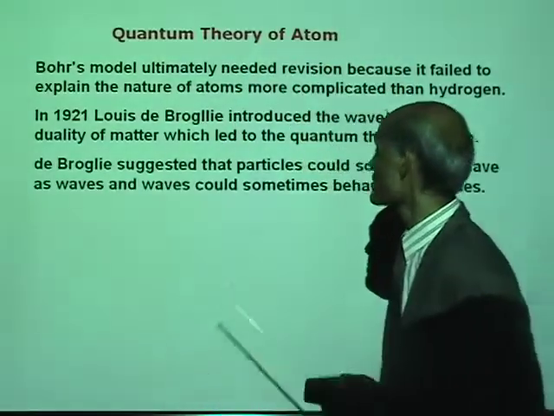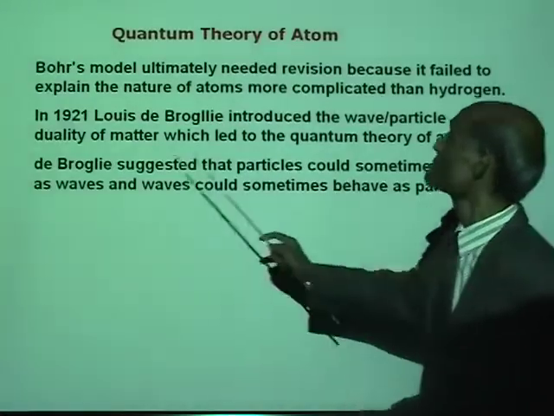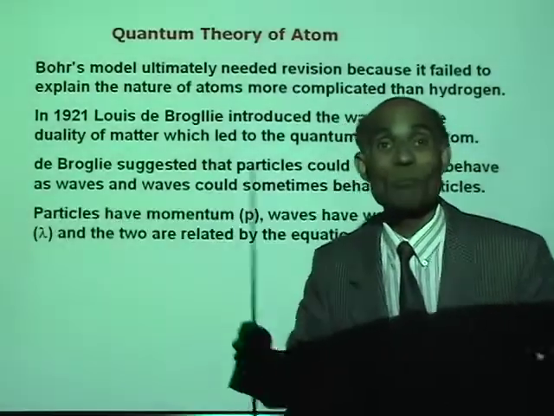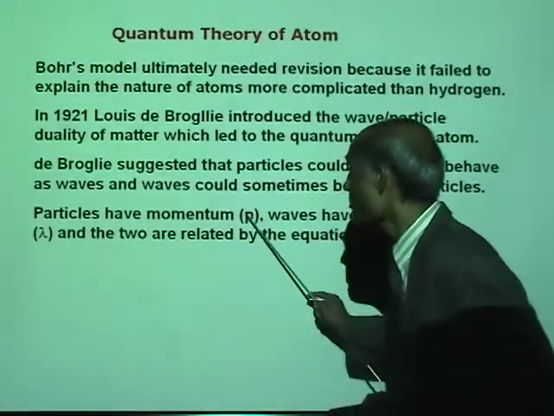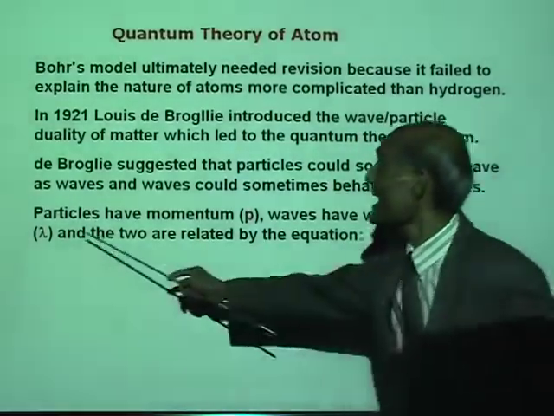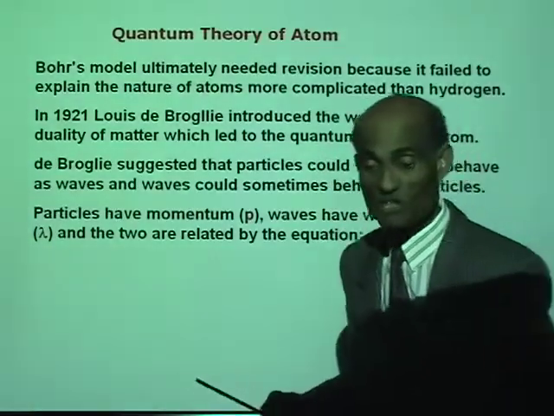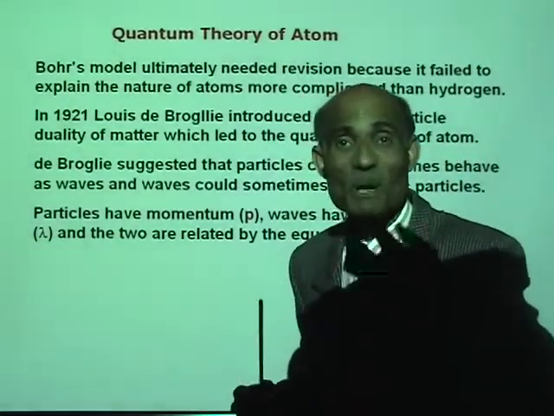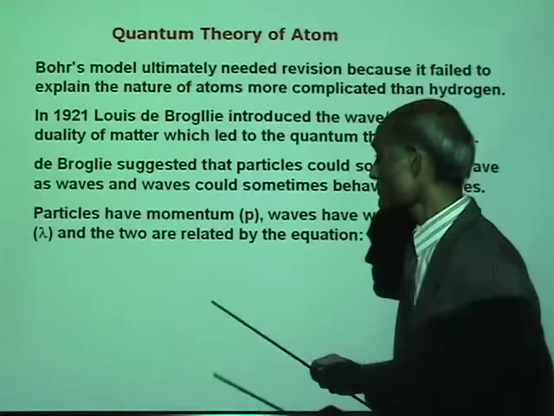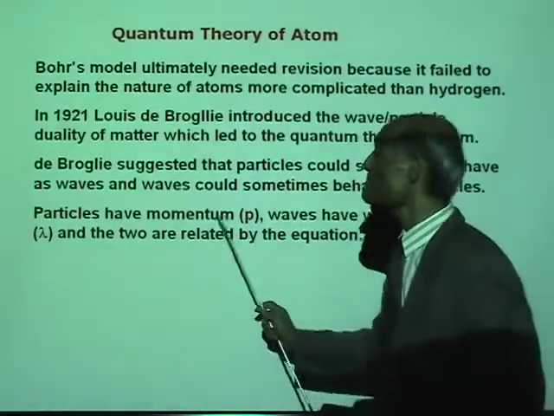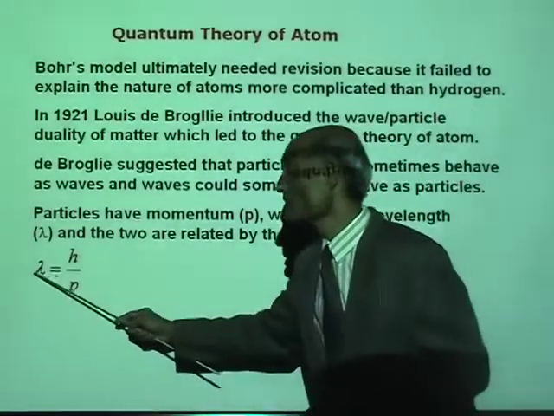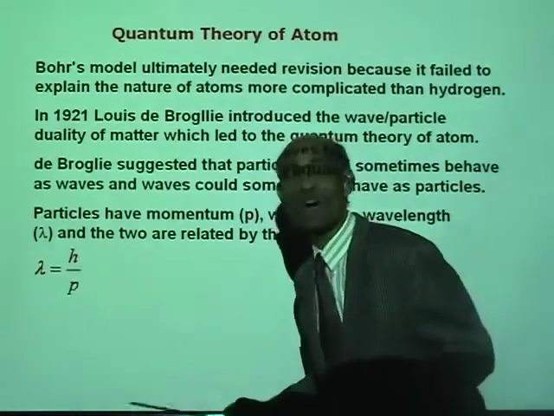Now, de Broglie suggested that particles could sometimes behave as waves, and waves could sometimes behave as particles. Particles have a momentum. You remember that. Momentum we represent by p, and waves have a wavelength lambda. These are the distinguishing characteristics. Particles have momentum, waves have wavelength. And de Broglie came up with a famous equation that earned him his PhD at the age of 22. And this is the equation: wavelength equal to h over p.